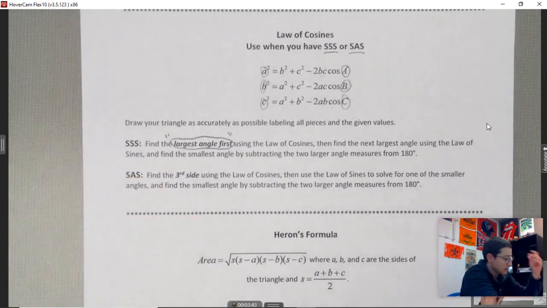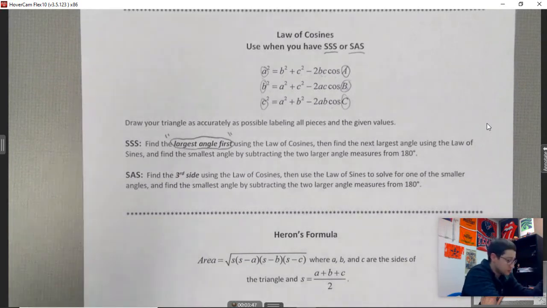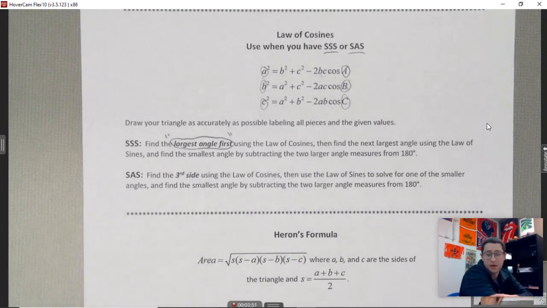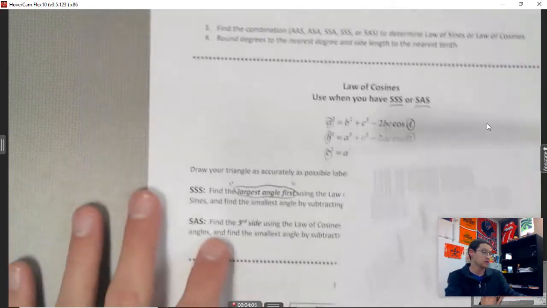Side, angle, side: find the third side using the law of cosines, then the law of sines, and then subtract from 180. The information we get from doing law of cosines once leads to similar problems to what we were doing before. Let's do it. Here's an example.